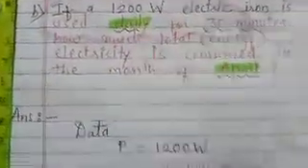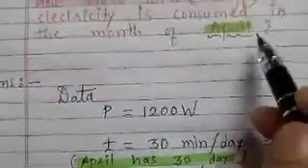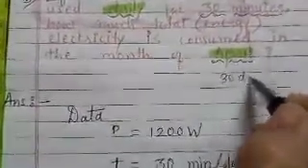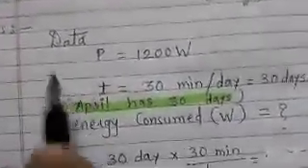Here these two words we have to highlight. Daily means every day, and April has 30 days. So while calculating we have to consider 30 days of April. Let's first write the data.